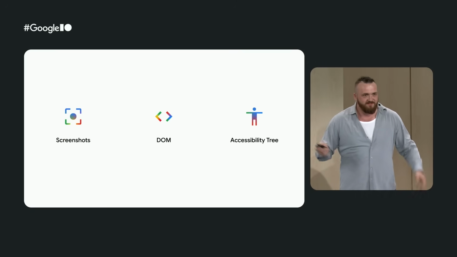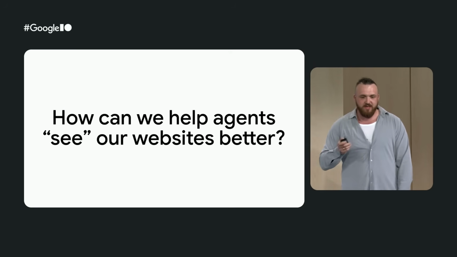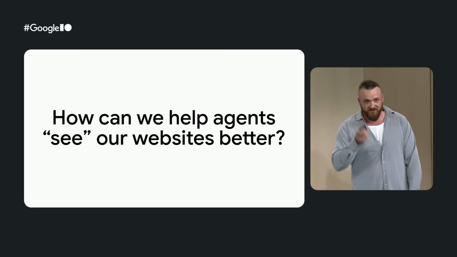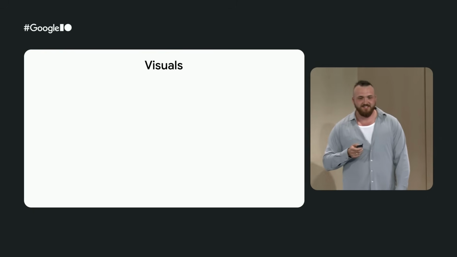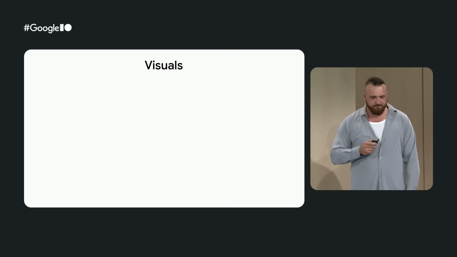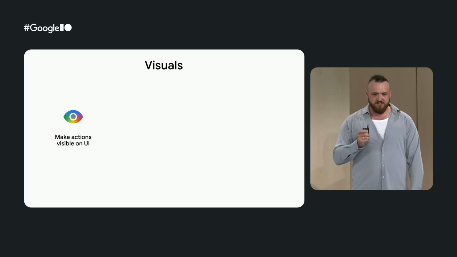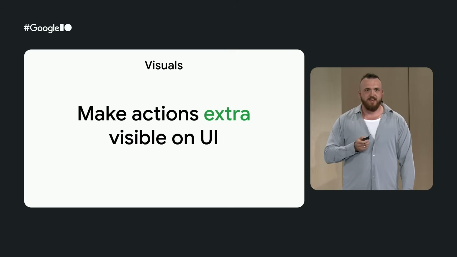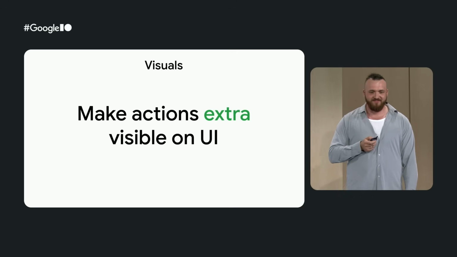What should we do then? How can we help agents see our websites better? First big question. So first, let's talk about visuals. Make actions visible on UI. In fact, make actions extra visible on UI.